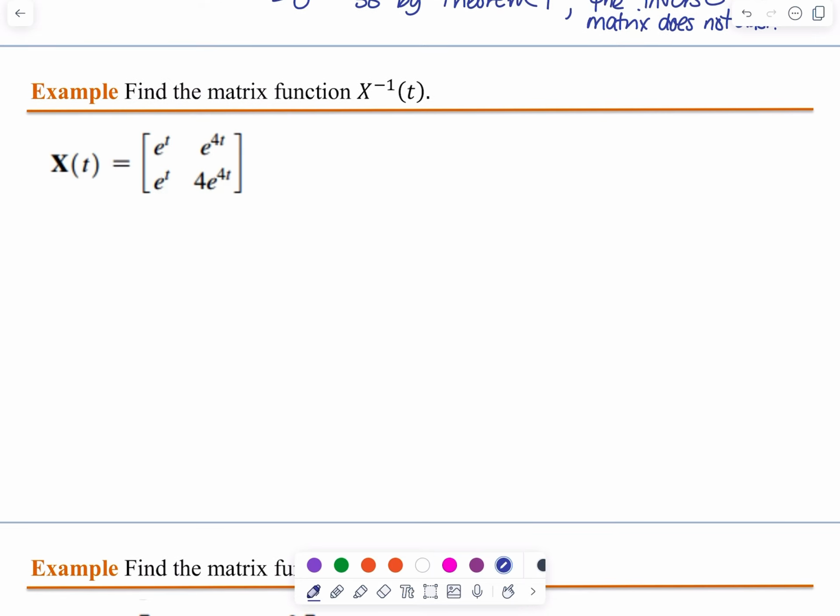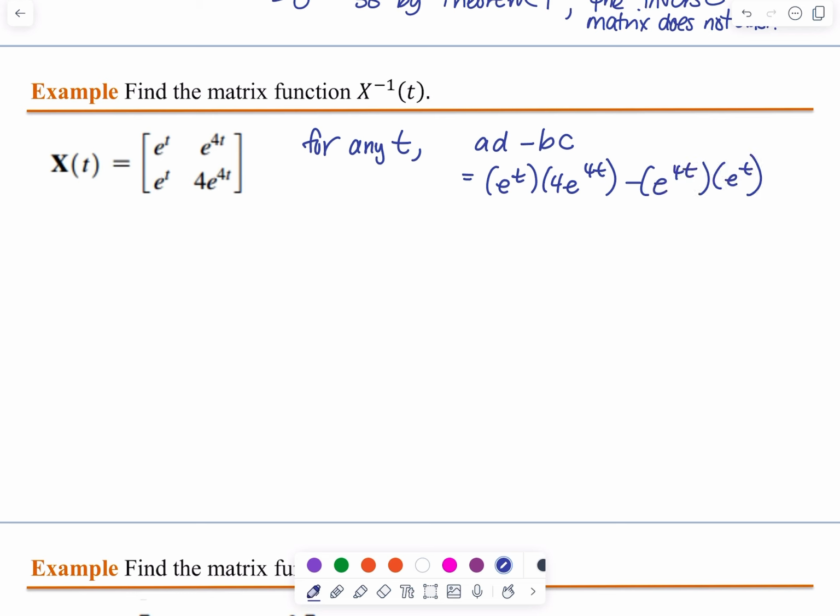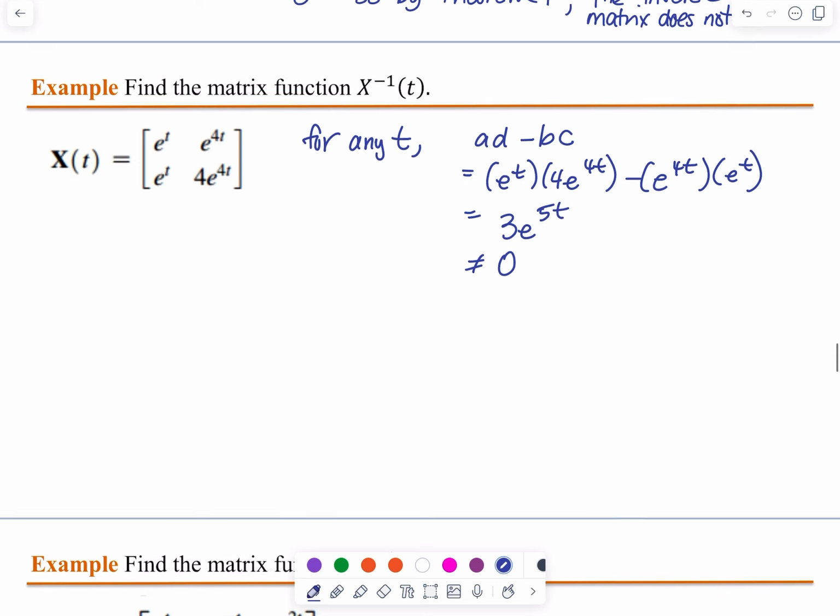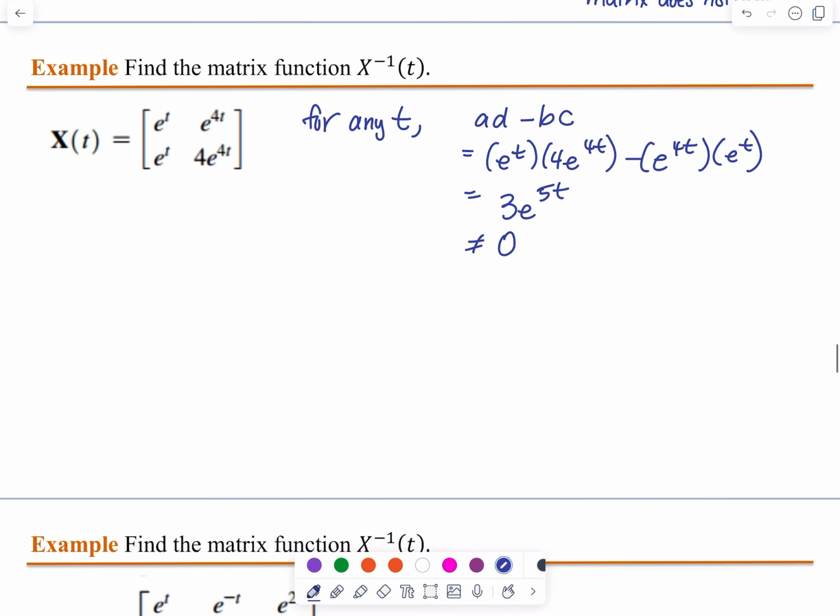Before we do, let's go ahead and take a look. For any t, we have that AD minus BC is equal to e to the t times 4e to the 4t, minus e to the 4t. So we're multiplying those diagonal entries, and we come up with 3e to the 5t, and that is not equal to 0. So we will be able to compute the inverse with that theorem, with that formula.